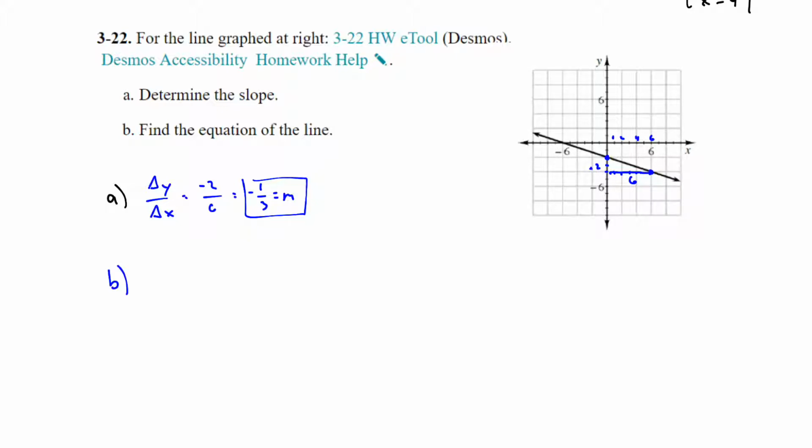And then B, find the equation of the line. Well, we can see that the y-intercept intersects at 0, -2. And since we just found the slope, we have the y-intercept and the slope, the starting value and the growth rate. So we now have enough information to write the equation of the line. Y is equal to m, which is -1/3 x. And then the y-intercept's y-coordinate is -2. So y is equal to -1/3 x minus 2.